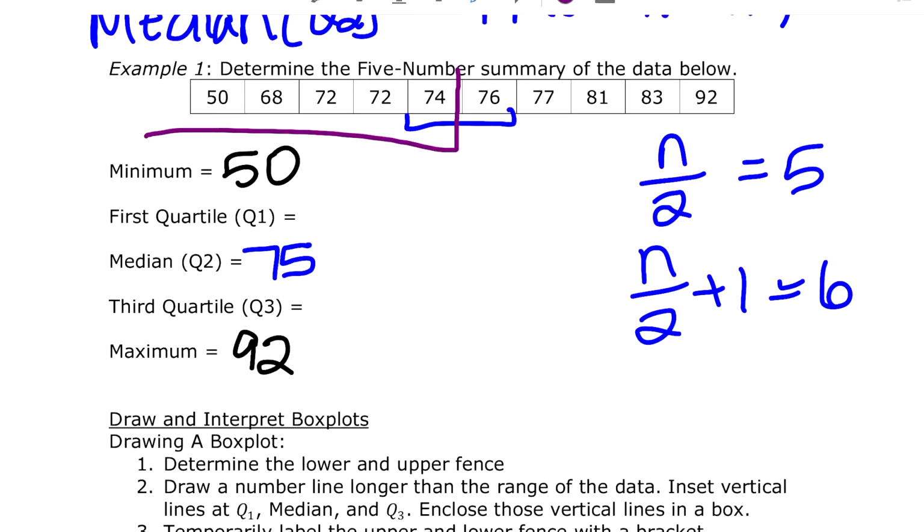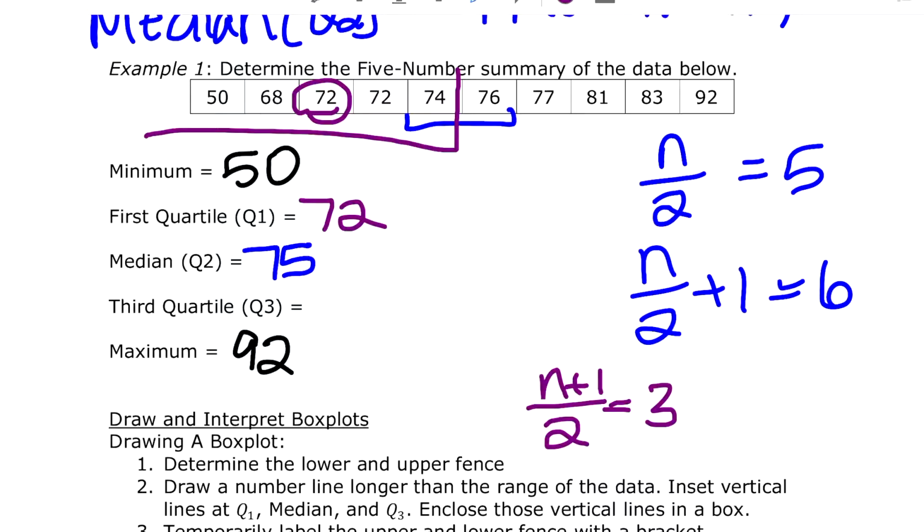Now I could use the equation n plus 1 over 2, which would tell me, let's see, we have 5, so that would be 6 over 2, which is the third position, which is 72. It's also pretty obvious when you only have 5 numbers what number is in the middle. So my first quartile is 72.